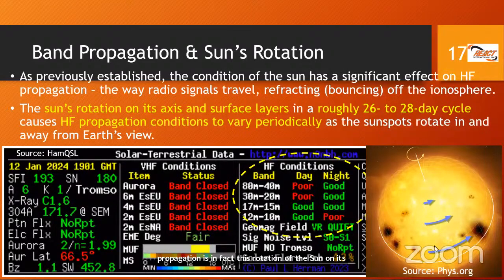And because of that, the surface layers, which is where you will see the sunspots, go in and out of view approximately on a 26 to 28 day cycle, and that causes our HF propagation to vary periodically, right? That's because the sunspots are coming into view, and then they're going out of view, going to, let's say, the far side of the sun that the earth would not see, right? So it spins or rotates, and that causes our propagation to also vary. So, exam question.